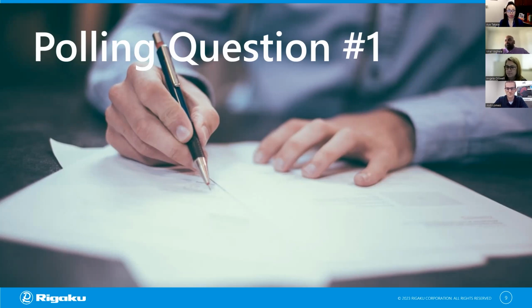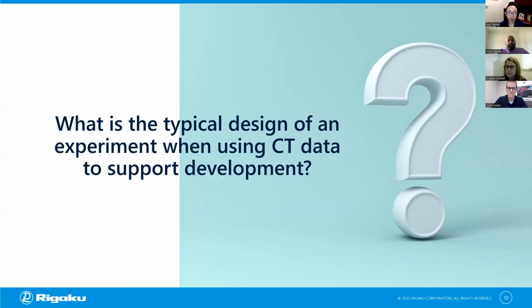There you go. All right. Thanks for answering that, everyone. We'll go to the next question for Josh now. All right. So in this question, Josh, what does the typical design of an experiment look like when we're using CT data to support development?